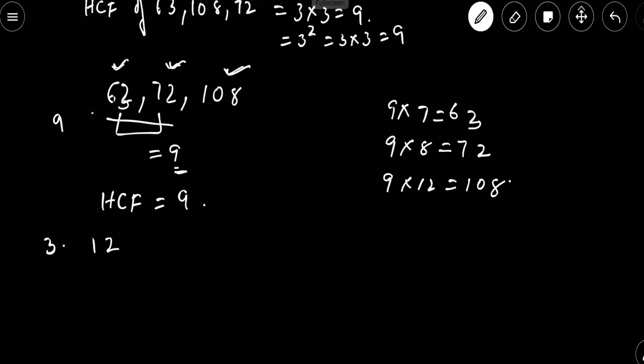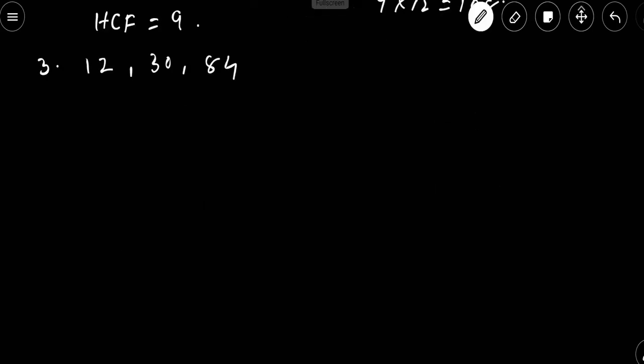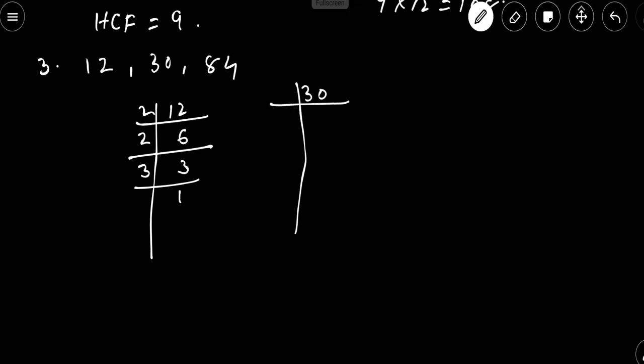Okay. So we'll go for one more problem. 12, 30 and 84. Okay. So if I calculate the factors of 12, so how much? 2 sixes are 12, again 2 threes are 6, 2 threes are 6, then 3 ones are 3. Okay. So 30, the last number is an even number. 0 is an even number. So 2 fifteens are 30, then 3 fives are 15, and again it is divisible by 5, 5 ones are 5.